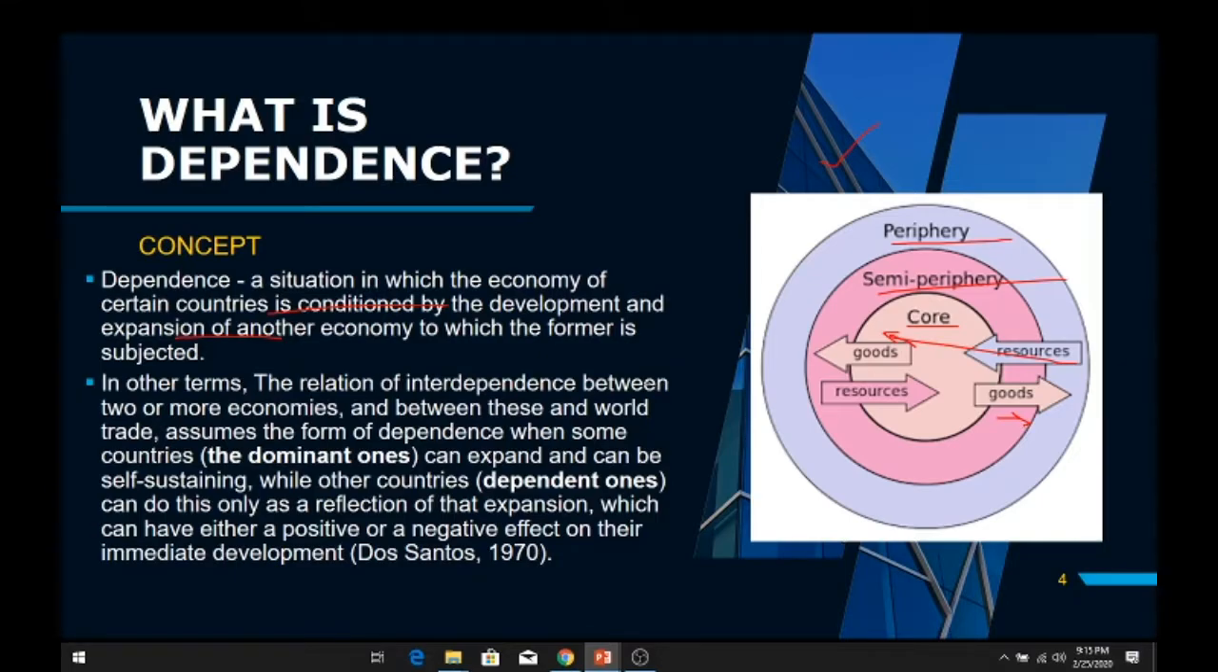In other terms, the relation of interdependence between two or more economies and world trade assumes the form of dependence when some countries, the dominant ones, can expand and be self-sustaining, while other countries, the dependent ones, can do this only as a reflection of that expansion, which can have either a positive or negative effect on their immediate development. So this whole definition is also talking about this picture.